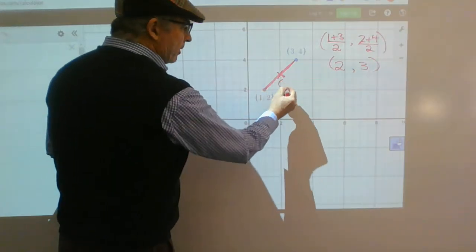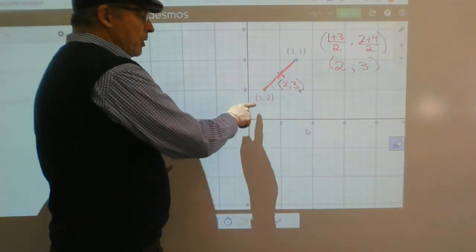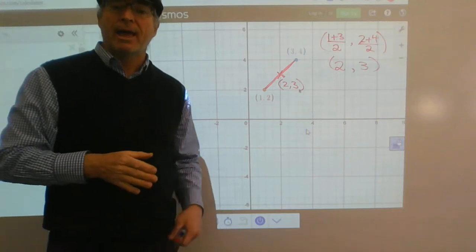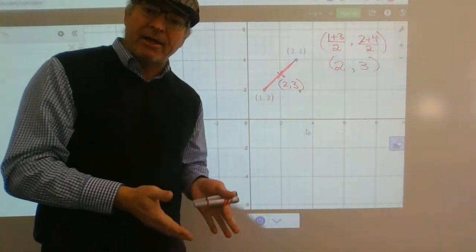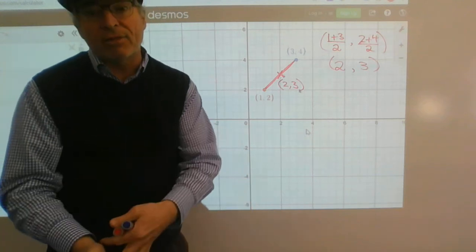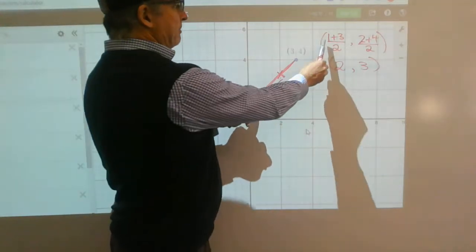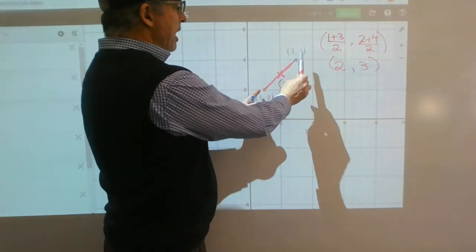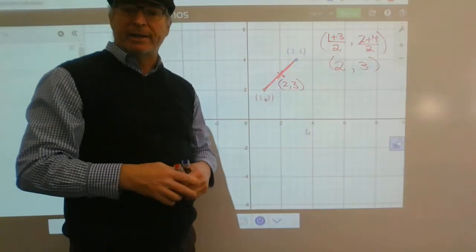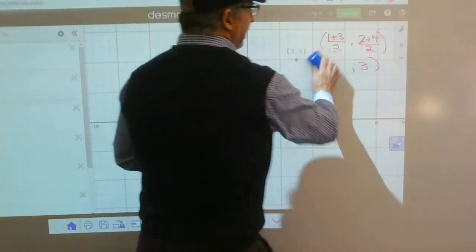So this midpoint here of the interval joining the points 1, 2, and 3, 4 is 2, 3, and we get that by averaging out the x coordinates of the 2 points and averaging out the y coordinates of the 2 points. 1 plus 3 divided by 2, and 2 plus 4 divided by 2, and we get straight to the midpoint there. All right, let's try another example.